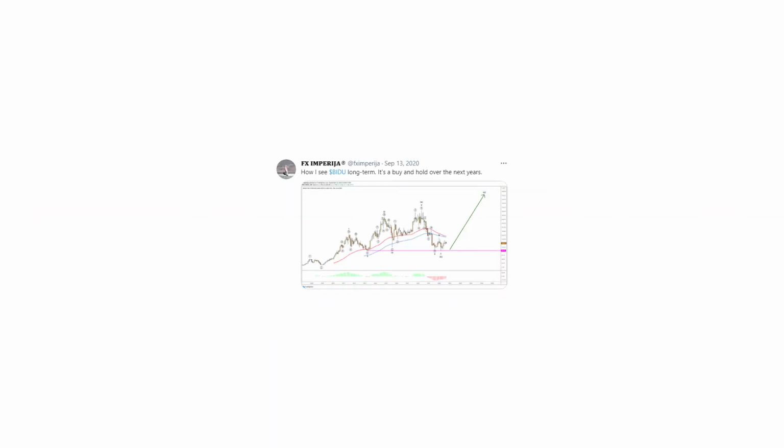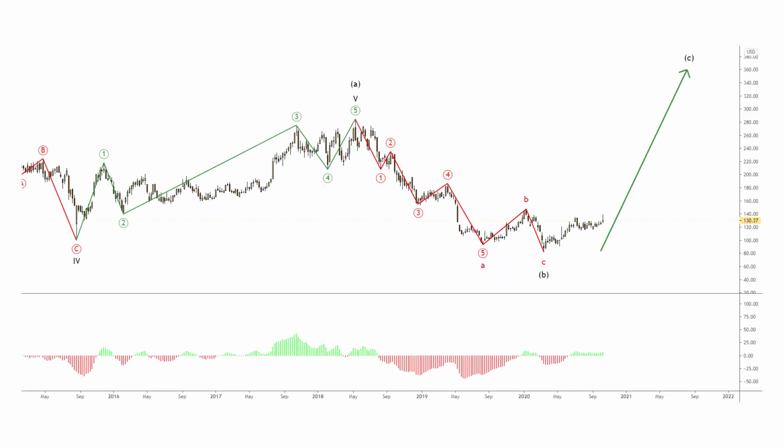Here is the post from September 13th, 2020, which corresponds to the last chart I explained. This is the post on Twitter. Zoom in and the divergence can be seen very, very clearly. The price is coming into the high of previous wave B and should continue higher after the entry at 120.